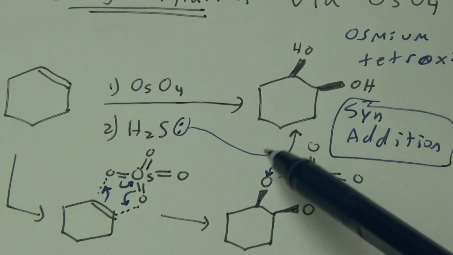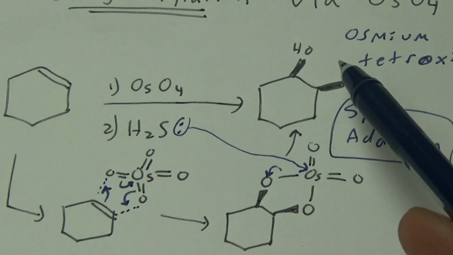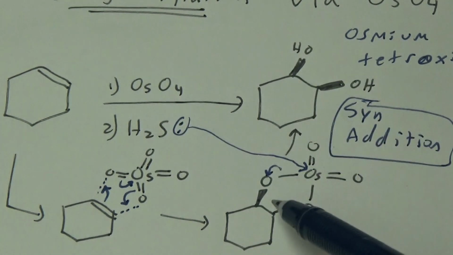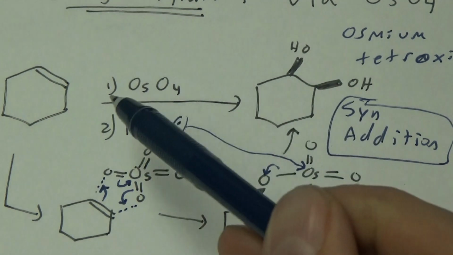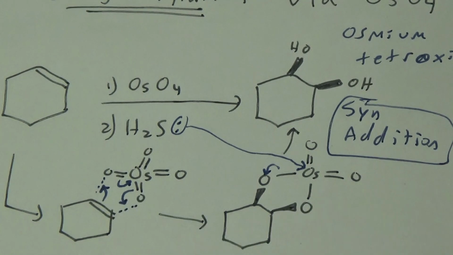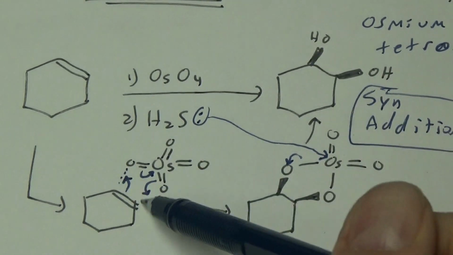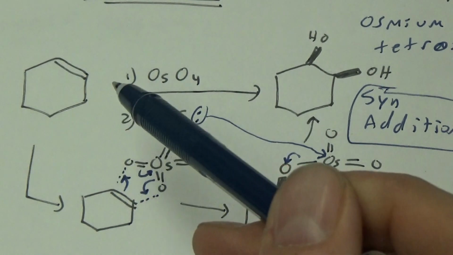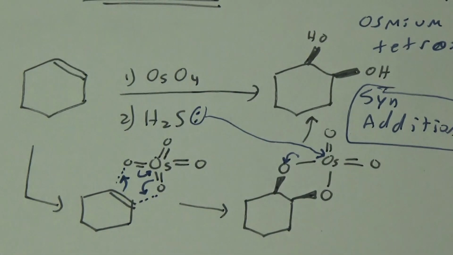A lot of times students ask, where do the protons come from? Well, the protons are coming from solvent or maybe from H2S. This is our abbreviated mechanism. If I ask you about this on the quiz, I would probably just say, how do you get from here to here? And that's really easy. It's just the concerted addition of OsO4 with the alkene. Okay?